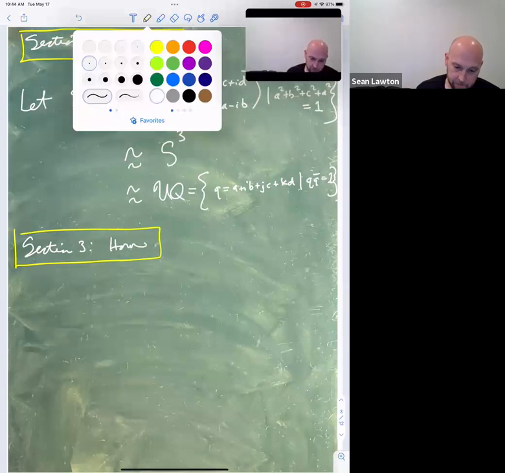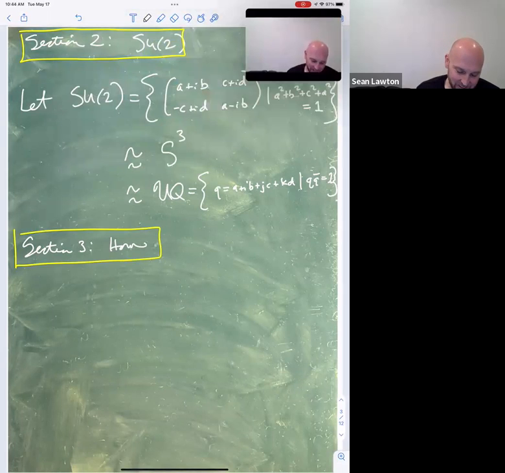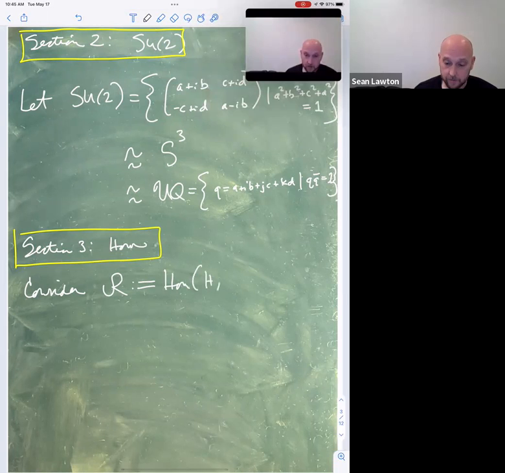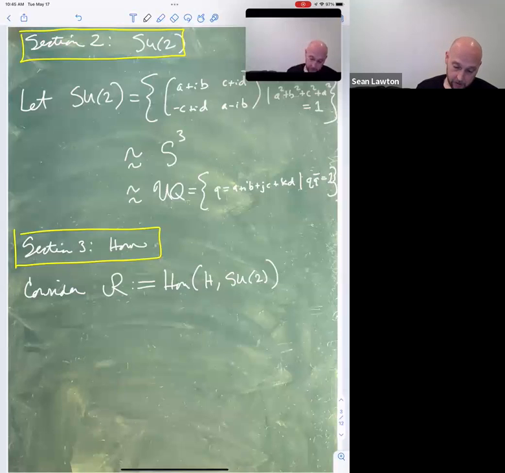Section 2 was short. All right. So now consider, we'll use a math calligraphy here, the set of homomorphisms. R stands for representations. So you could think of these as representations because SU2 is linear, of H. So this is the set of homomorphisms. And so far it's just a set.